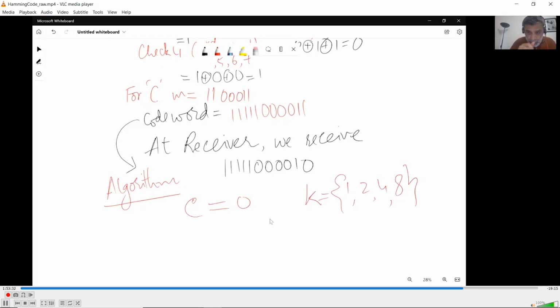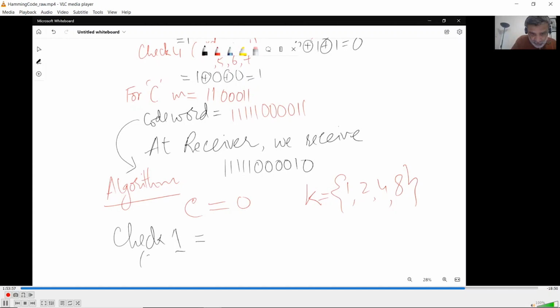I would again say how we would check these bits per location. So C is 0, and we would first check 1. Check 1, on the basis of this received message. So check 1 would be, we know, positions 3, 5, 7, 9.